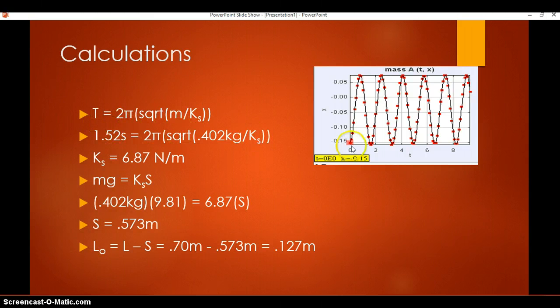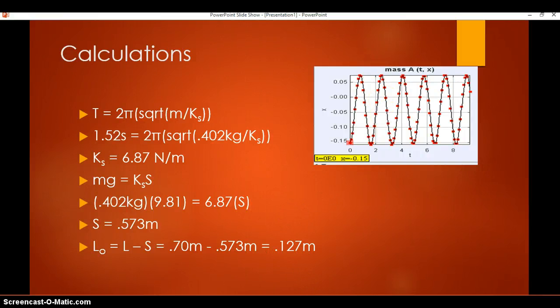The period was calculated by taking the time it takes to do one full period, which is equal to one wave, and that was equal to 1.52 seconds. We then solved for k sub s and got 6.87 newtons per meter. We then used the equation mg equals k sub s times s to get the value of s, which was equal to 0.573 meters, and s is equal to L minus L naught. So we solved for L naught, and we got a value of 0.127 meters.